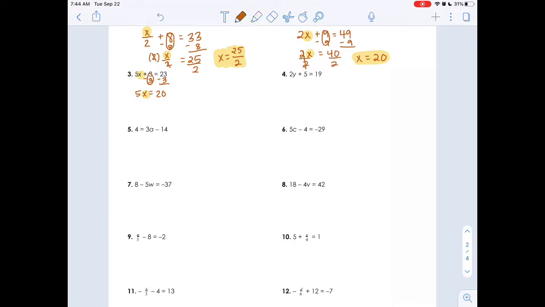The x is still not alone yet, so I'm going to divide both sides by 5. 5 divided by 5 gives me 1x, which is x. 20 divided by 5 is 4.